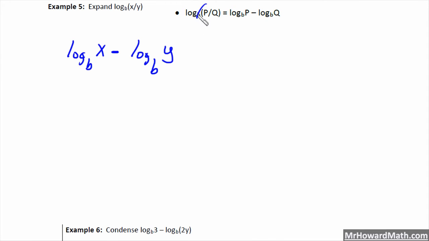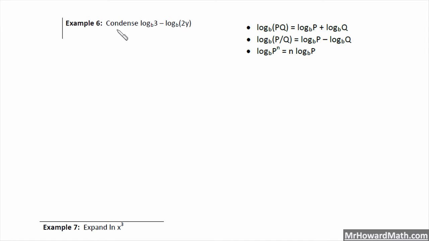That's all we did. Our top term went there, and the bottom one went there, and we're subtracting it here. So we expanded, so we went from less to more. All right, we just applied this theorem right here. Next example will be number 6.